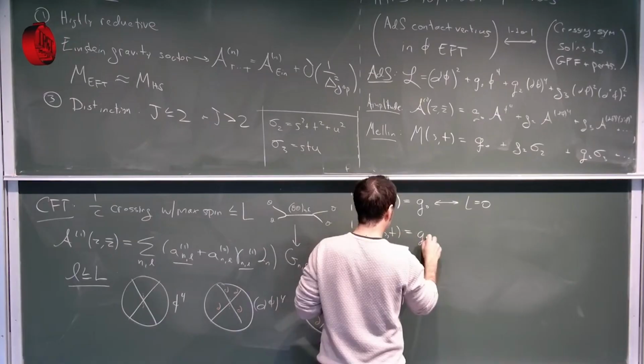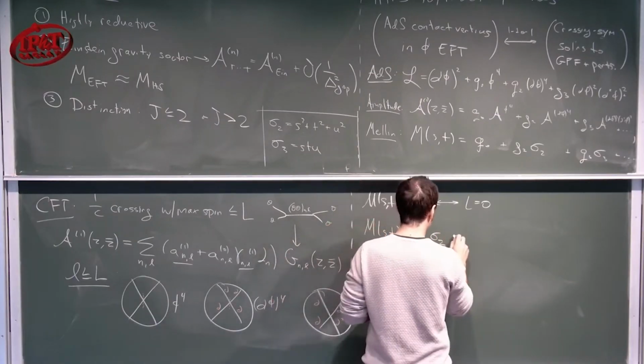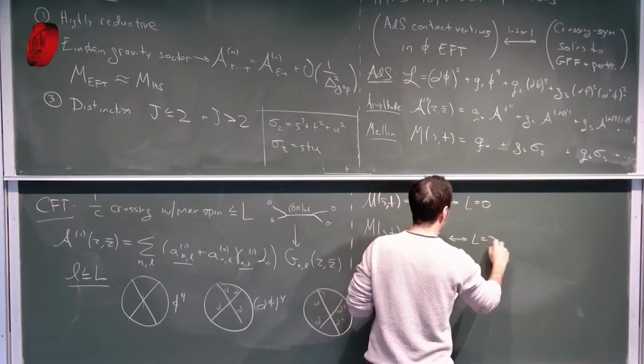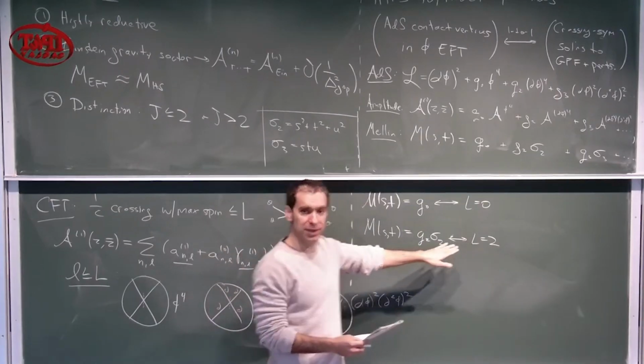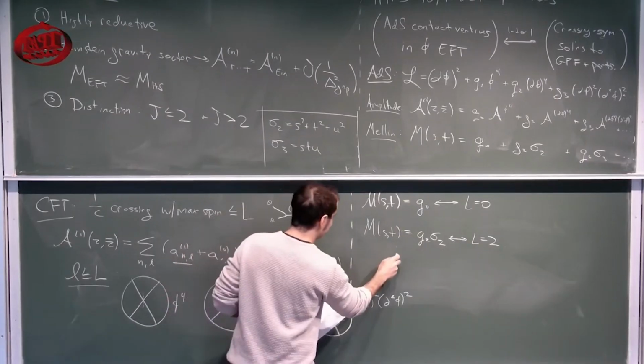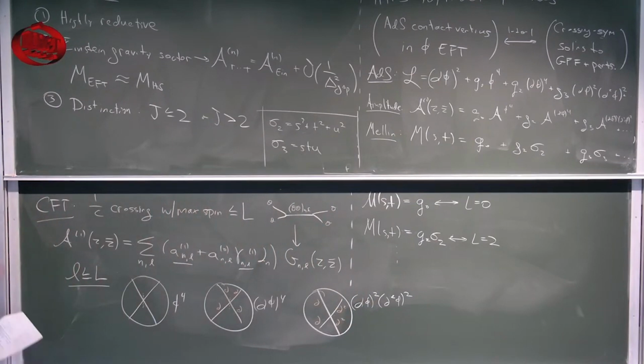If you do the next case, then this maps onto a specific solution of crossing where you take the maximum spin to be 2. And likewise for all the higher derivative terms.